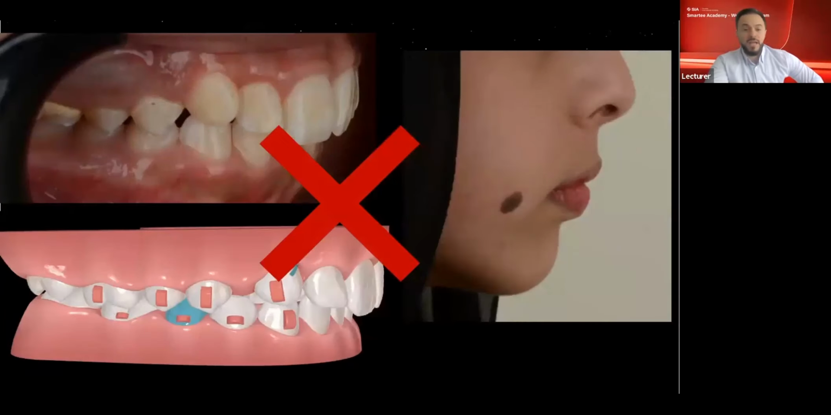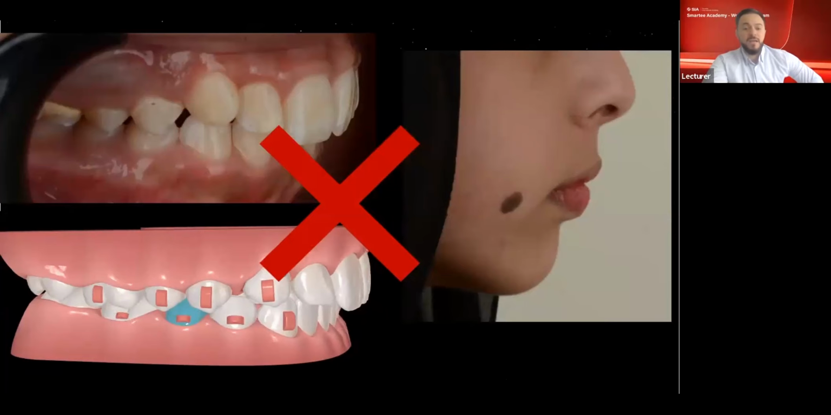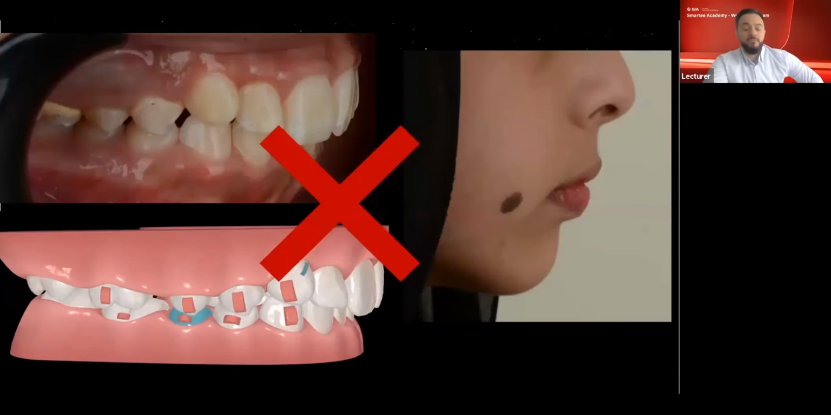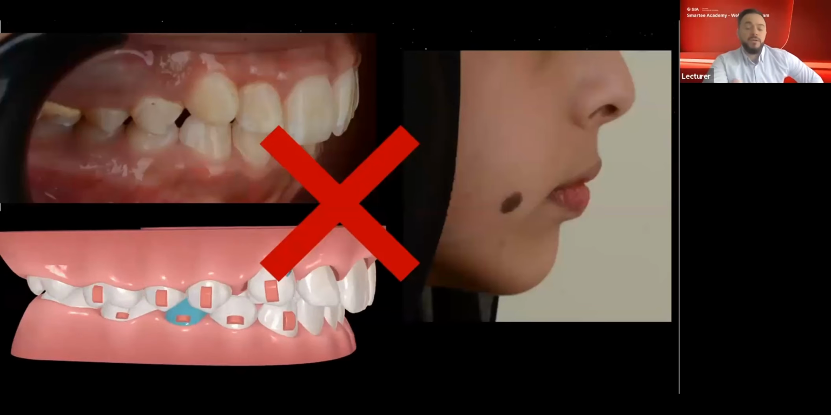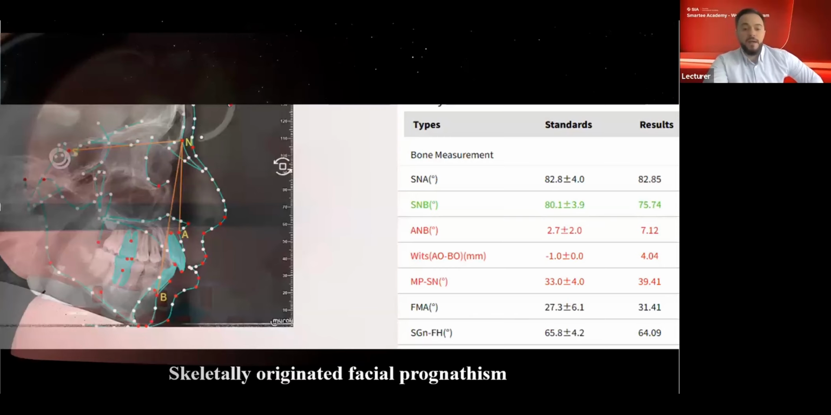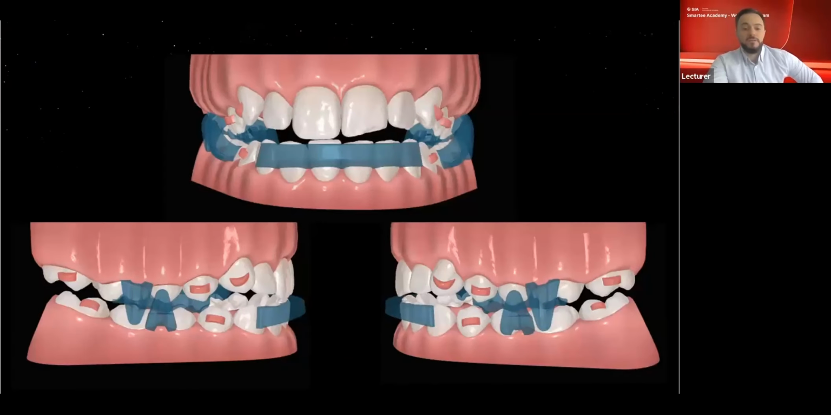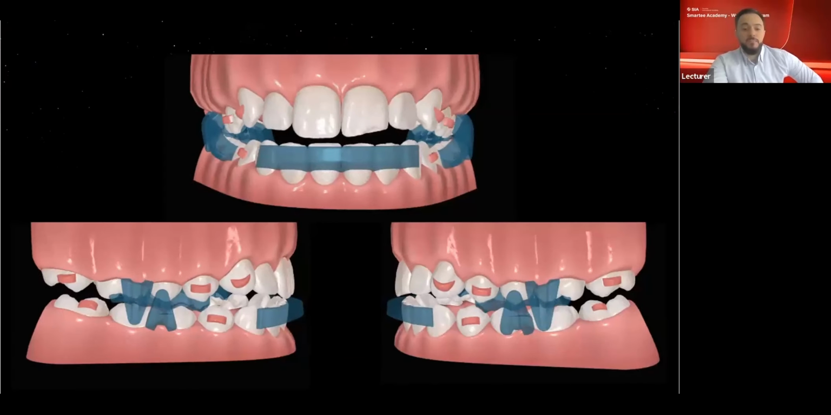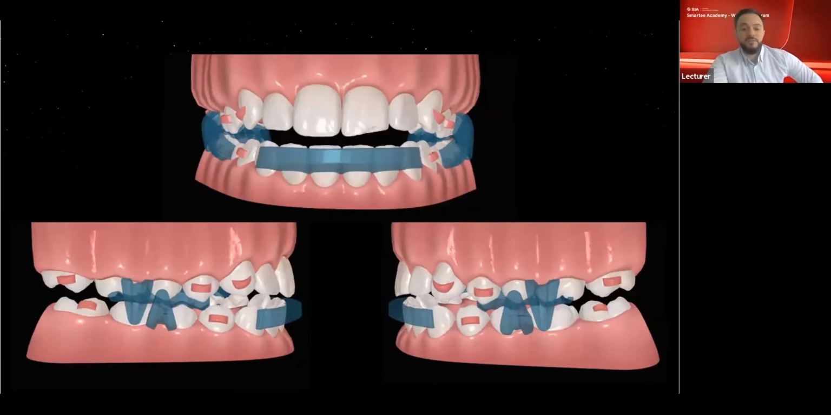But again, looking at that case, she doesn't have a deep overbite. So by having the twin block, by having the SGTB, it will not work for this case. All I need is to have the mandible move forward, and therefore we have this 3D animation of the appliance, which is different from the SGTB, which is the SGHB.